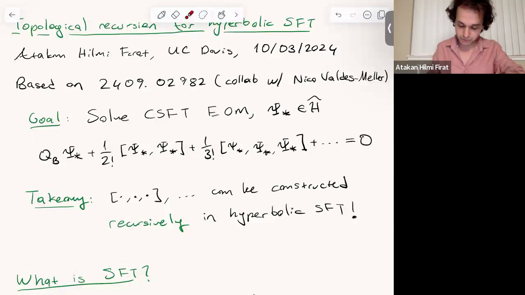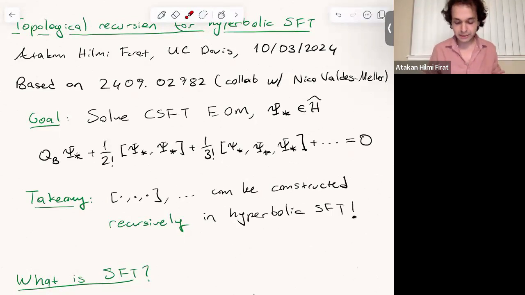And what we show with Nico is that these higher interactions, like quartic, quintic, etc., can be recursively found given some generalized cubic vertex in this particular SFT, where you use a very particular set of field parameterizations. So that's our main result. And then the eventual goal is to apply what we find to actually construct solutions.